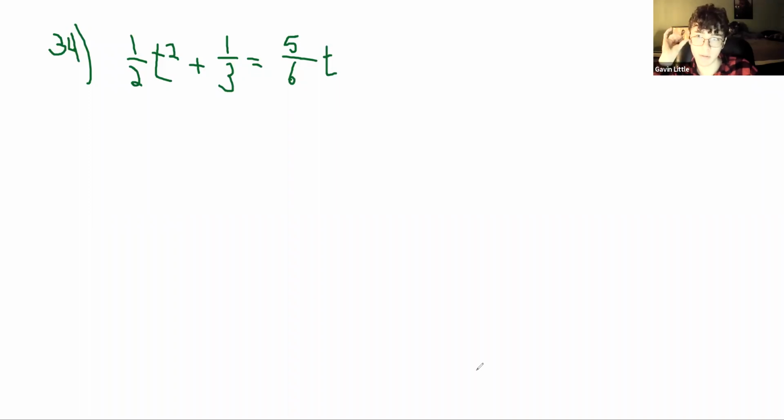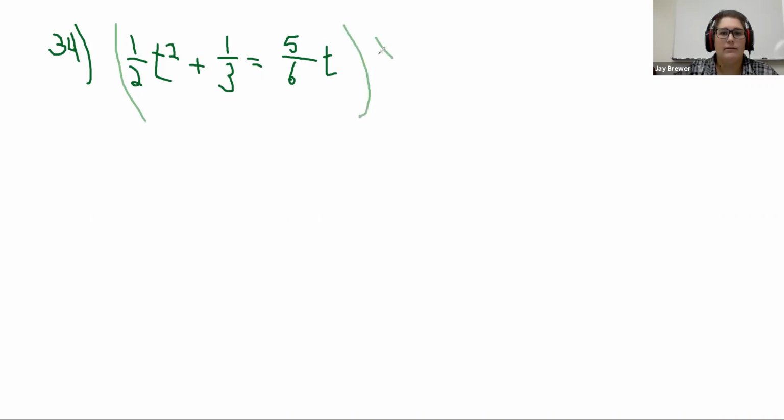Is it because they have a least common denominator? Yep. What number would you like to use? 6. Very good. So we're going to multiply the whole thing, each piece, by 6. And when we do that, you're going to see something cool happen. So 2 goes into 6 3 times, so we're going to get 3t squared plus 3 goes into 6 twice. And then the 6's cancel, so you get 5t.